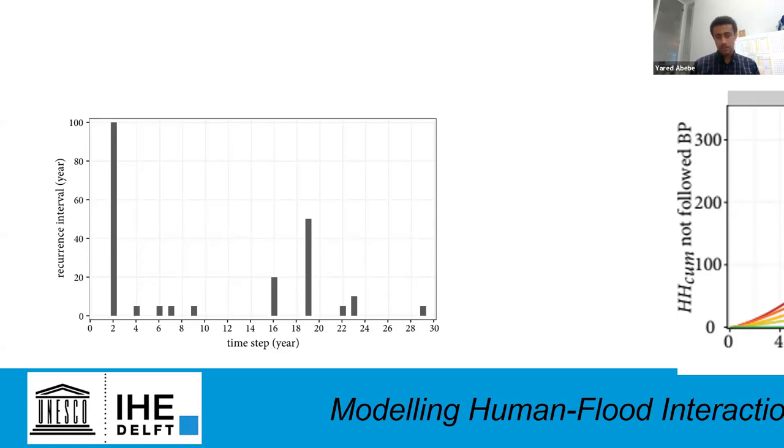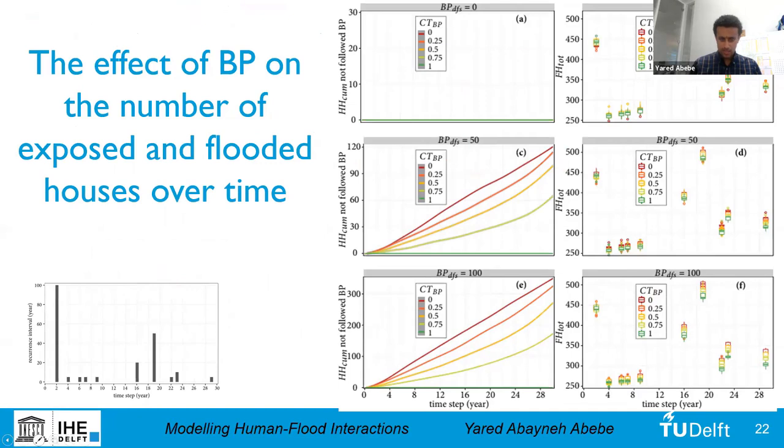So this is a 30-year time step, but what we did is that there may not be a flood every year. So for example, in this case, there is no flood in the first year. Second year, there is a flood of 100-year recurrence interval, then 50, then in the fourth year, a 5-year recurrence interval flood. So it continues like that. So some years there is nothing, and then boom, a 50-year event happens. Then these are reflected here.